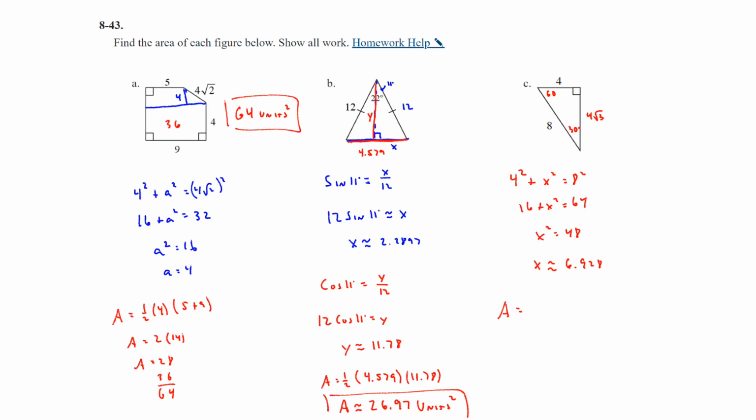And then the area is equal to 1/2 times the base times the height. Once again, you can use 4 square root of 3, or approximately 6.928. And either way, we'll get an approximation for the area to be 13.9 units squared.